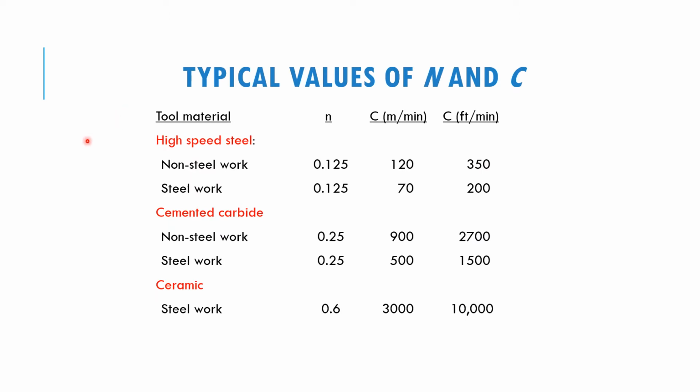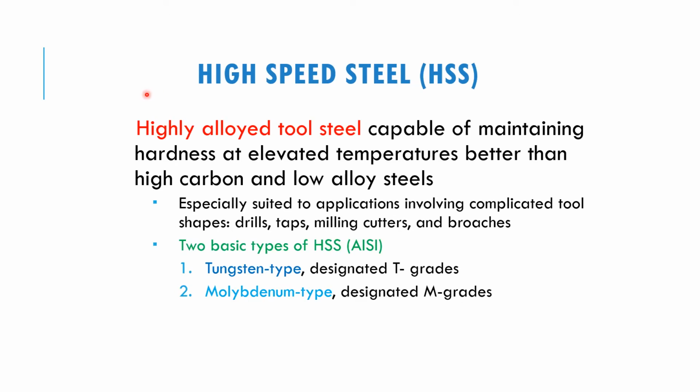Now let's see the typical values for n and C for high-speed steel, cemented carbide, and also ceramic. If you can see here, the values of n and C for high-speed steel are lower in comparison to cemented carbide and also ceramic. Ceramic shows the highest, where the n value is 0.6 and C is 3000, compared to the other types of material. Now let's go to high speed steel first.